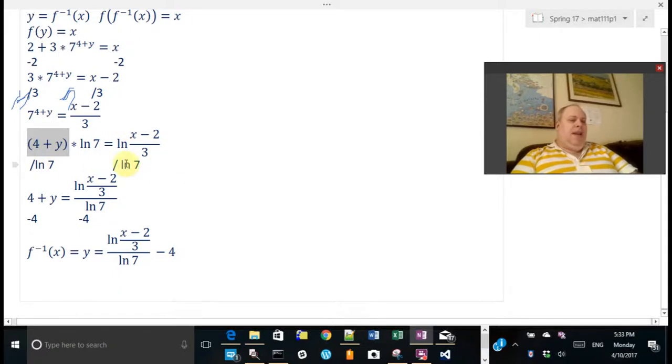Now I can divide both sides by the ln of 7, and I get 4 plus y is the ln of x minus 2 over 3 over the ln of 7. We subtract 4 from both sides, and we get y by itself, which is f negative 1. So the formula for f negative 1 is ln of x minus 2 over 3 over the ln of 7 minus 4.